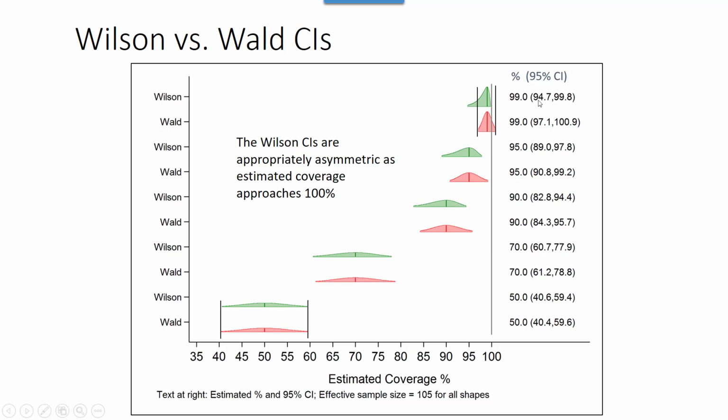The Wilson intervals are appropriately asymmetric, and they do not extend up even to 100% and not beyond 100% here. Sometimes they do extend to 100%, but never beyond. As we move from the far end at 100% back toward 50%, we see that the intervals are still asymmetric. They are increasingly symmetric as we move back toward 50%. But I want you to report the asymmetric intervals no matter what your estimated coverage is, because I believe that they're more appropriate.